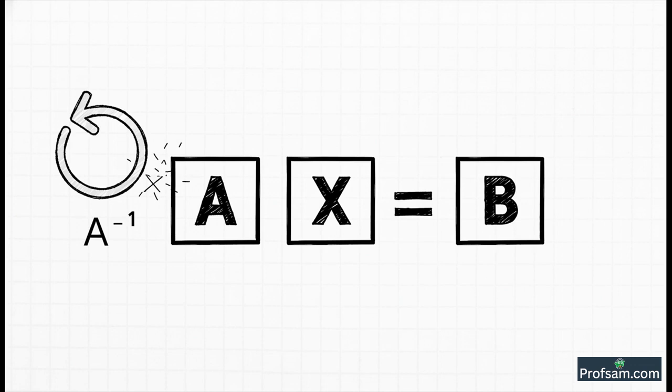Normally in algebra, you would just divide by A, right? But with matrices, you can't do that. There's no division. Instead, we have a special tool, a kind of undo button for the matrix A. This special tool is called the inverse matrix, and we write it as A to the power of -1.